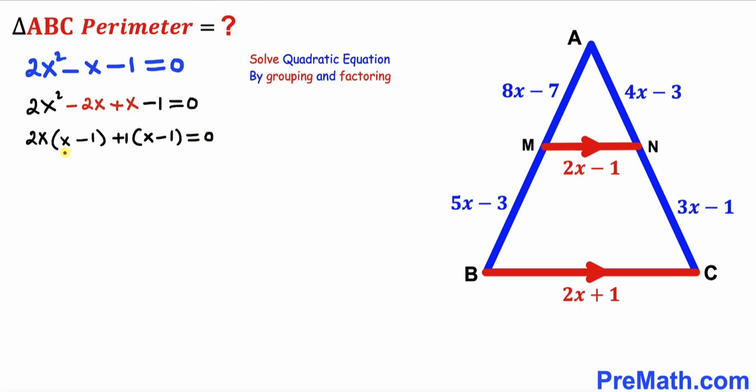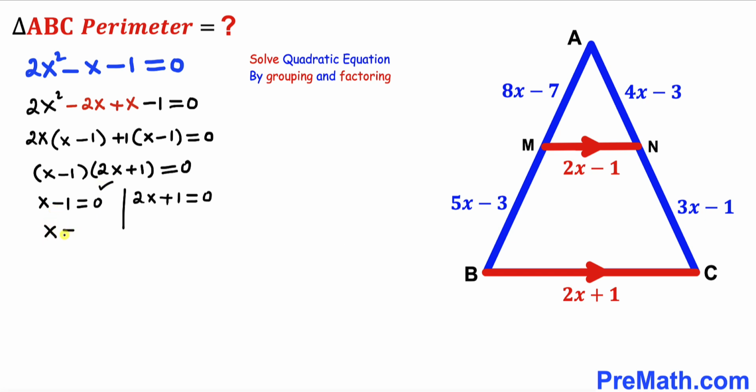Now we can see x minus 1 is common, so I can factor out x minus 1 times 2x plus 1 equals 0. Now we separate these two factors: x minus 1 equals 0, and the other factor 2x plus 1 equals 0. For the first equation, our x value turns out to be positive 1. For the second equation, our x value turns out to be negative 1 divided by 2.